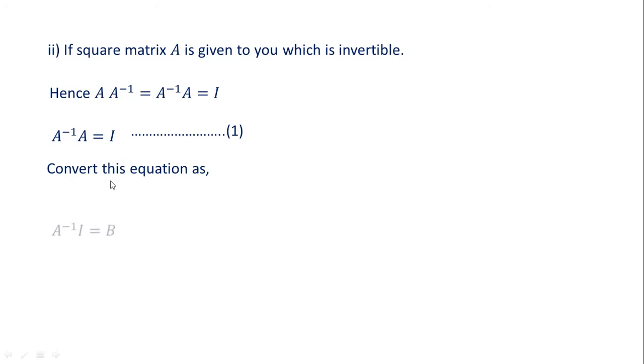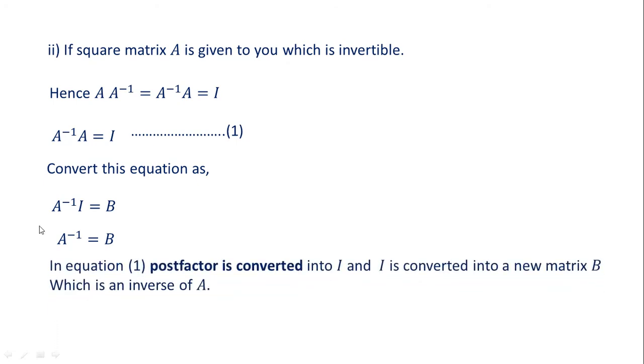We have to convert this equation as, see, A inverse keep as it is. By suitable elementary transformation, we have to convert this A into I and this I to B. So use the suitable transformation so that you will get this equation, and hence we get the inverse, that is A inverse is equal to B, because A inverse into I is A inverse. So A inverse is equal to B.